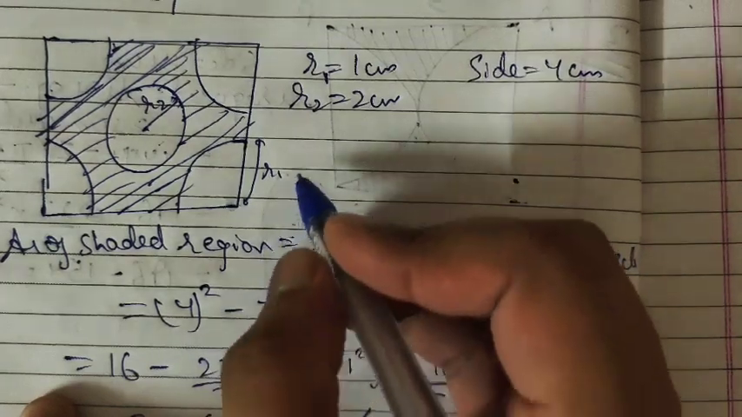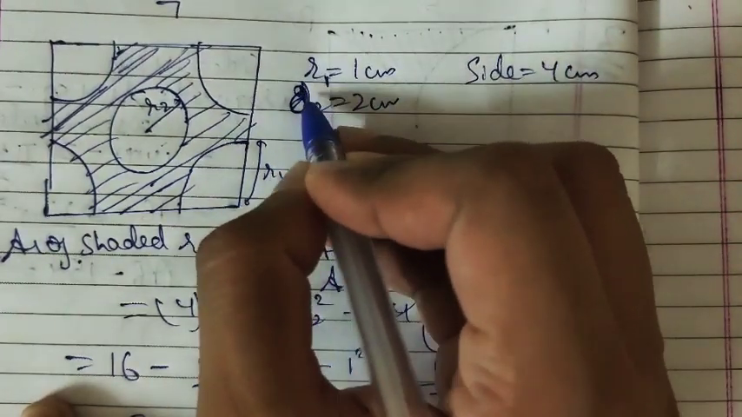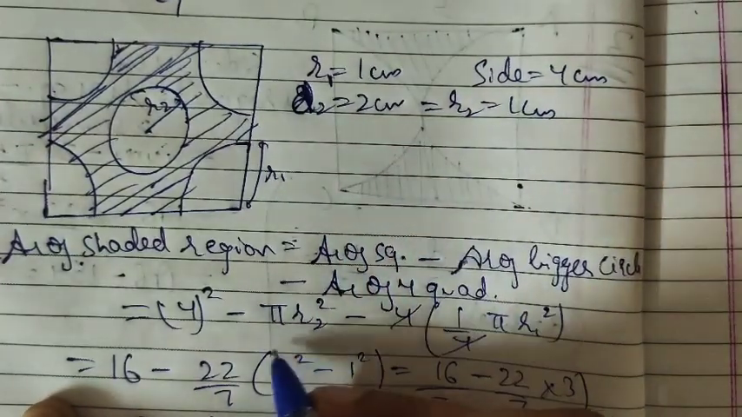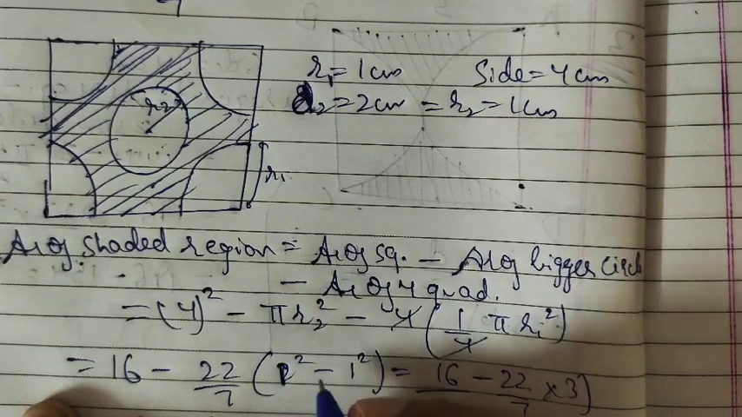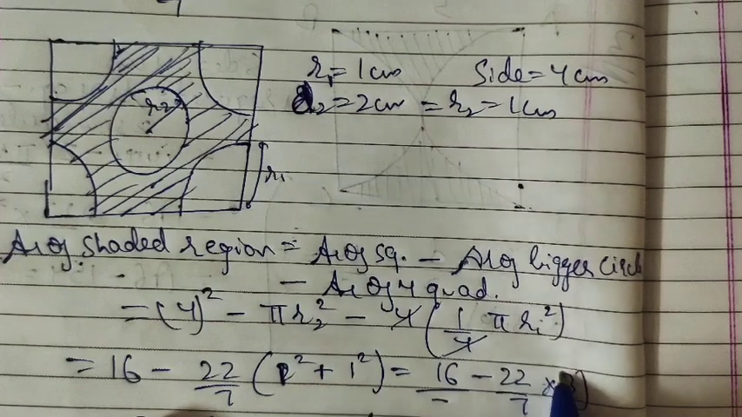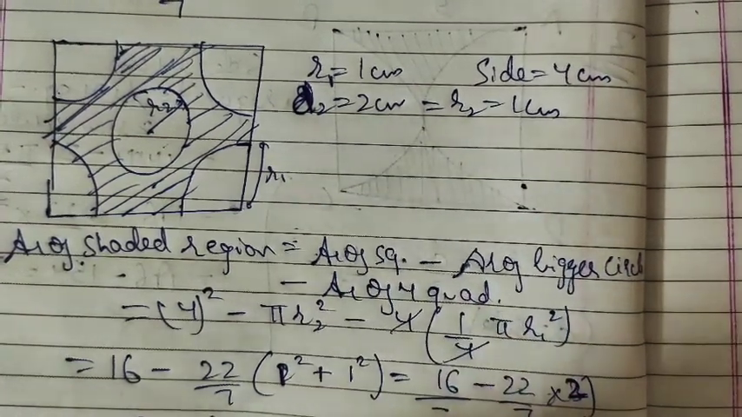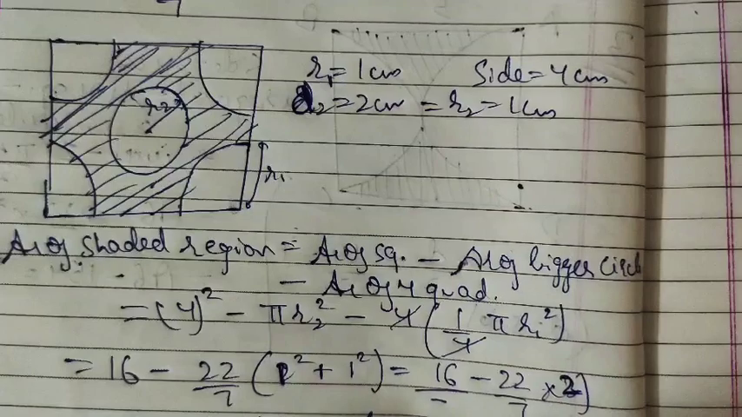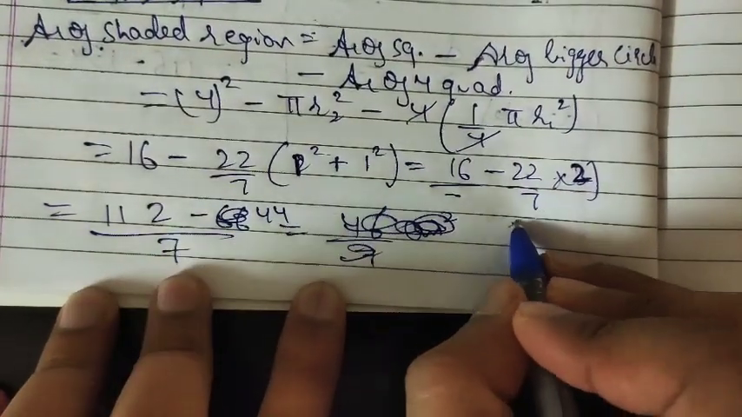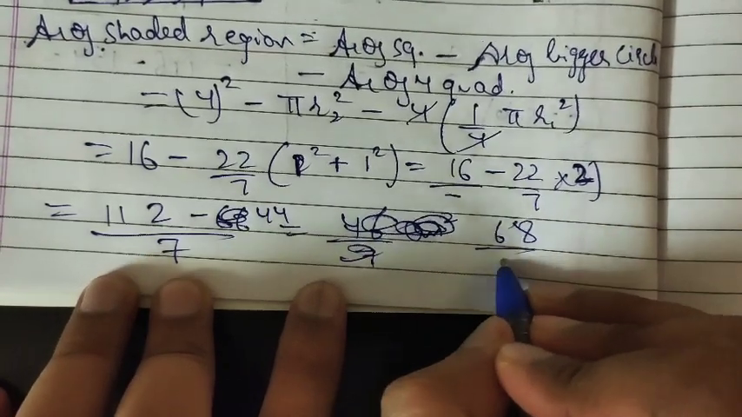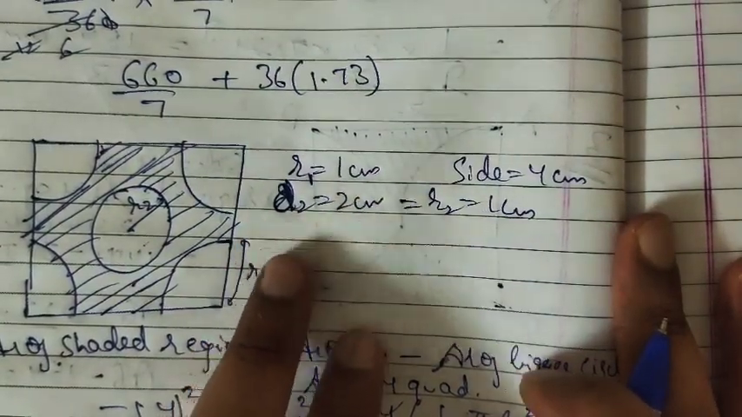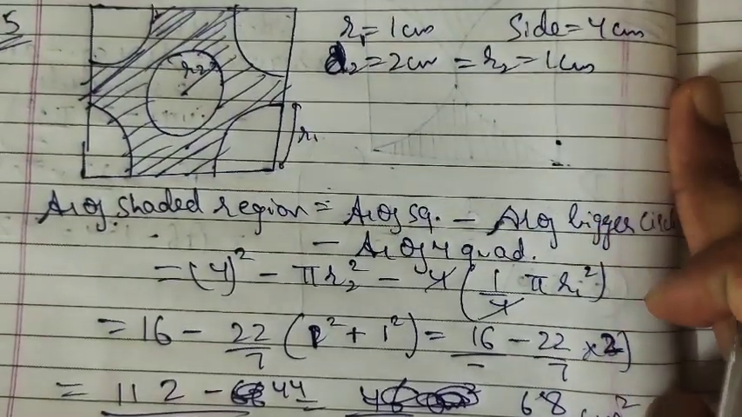Okay, so here is some confusion. Diameter of second circle, this is D2. D2 is 2 centimeter, so R2 will be equal to 1 centimeter. So just take 1 centimeter, 1 square minus, okay, you have taken minus sign common, so 1 plus 1 will be 2. So here it will be 2 and 2 multiplied by 22 is 44. So 112 minus 44 is 68 upon 7 centimeter square. Let's make it correct. This is diameter. Diameter is given in the question, right? So this is our solution.